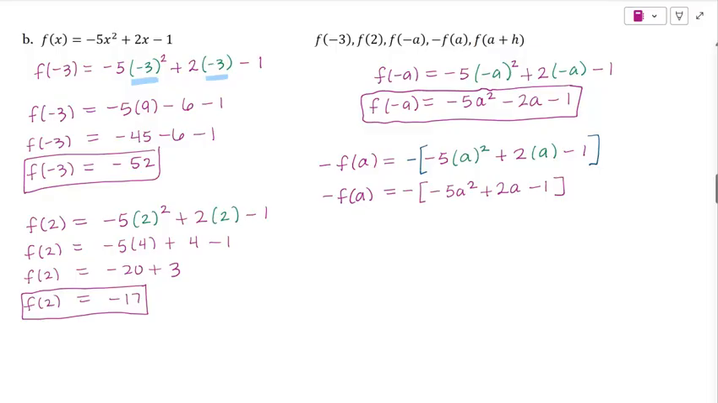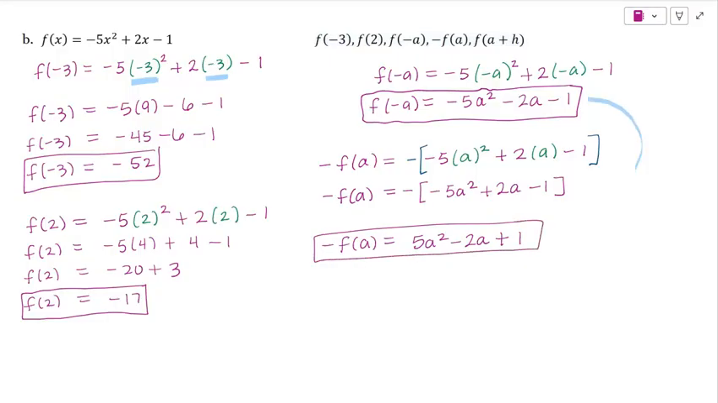But now everything is going to change its sign as I distribute the negative sign to each of those items in the brackets. So I'll have positive 5a squared minus 2a plus 1. And again, notice that f of negative a and negative f of a don't necessarily equal one another.